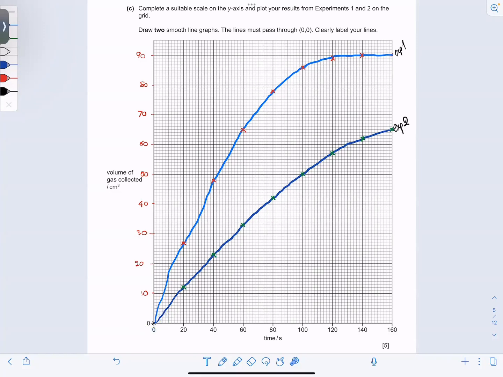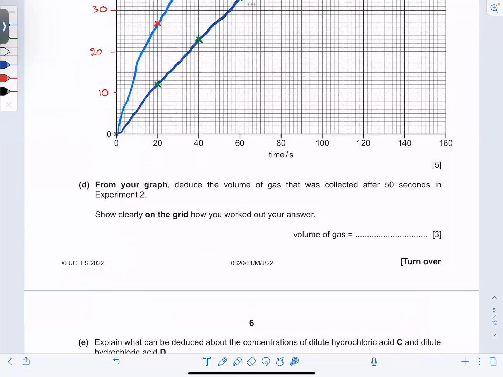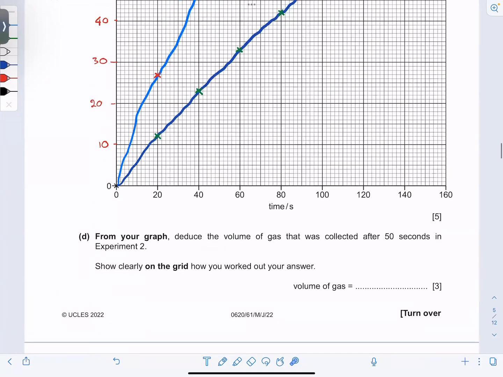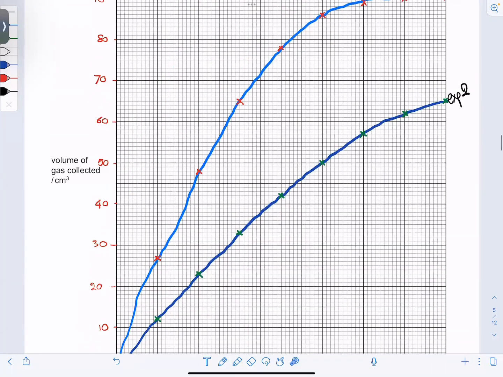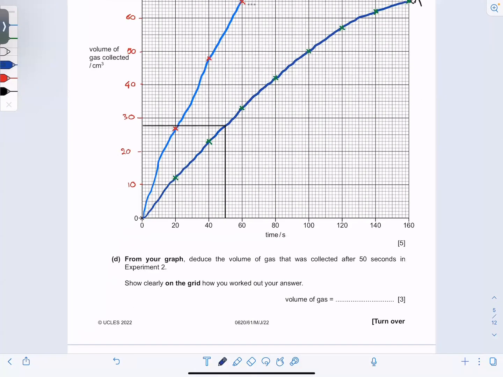Okay. After that, he says in question D, from your graph deduce the volume of gas that will collect after 50 seconds in experiment 2. What you will do is get your ruler. Experiment 2, meaning the graph below. At 50 seconds, go up until you hit your graph, and then you'll start reading the y-axis. Okay. Your answer will be approximately 28 centimeters cubed.